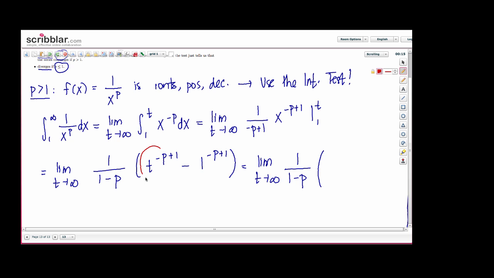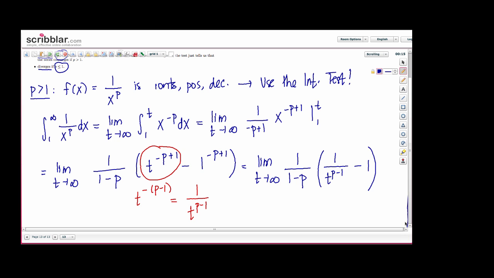Notice I can write t to the minus p plus 1 as t to the minus, p minus 1, so when the minus goes through we get minus p plus 1, which is the same thing as 1 over t to the p minus 1. So for example, t to the minus 7 is just 1 over t to the 7. This is going to help us take the limit, so we write this as 1 over 1 minus p times 1 over t to the p minus 1, and then 1 to anything is just 1, so we have that minus 1 there on the end.